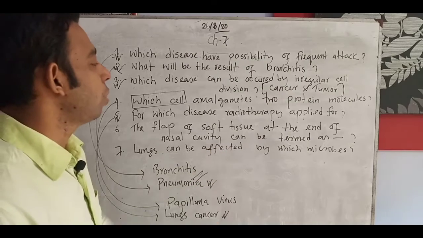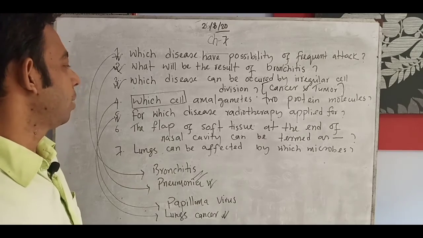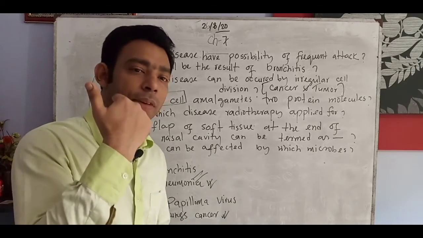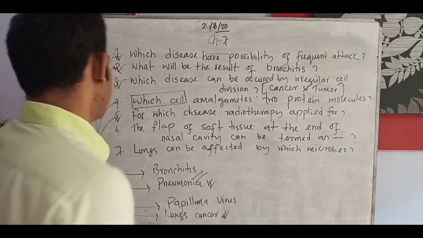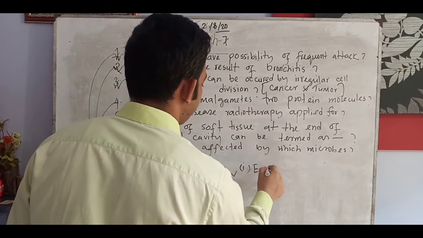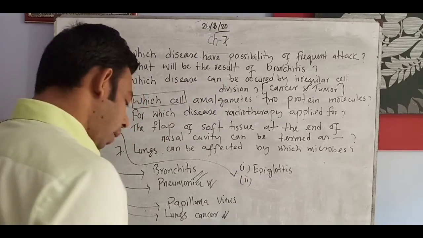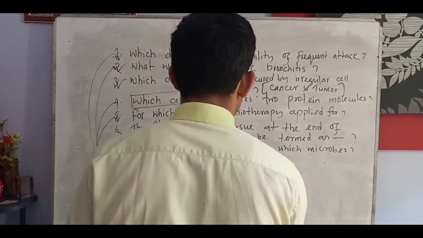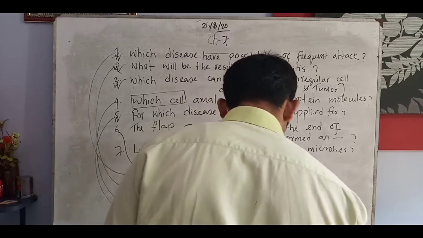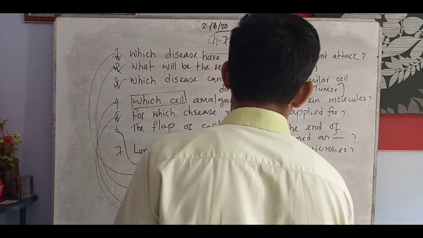Number 6 is a very important question, though it is not asked in the question types. The flap of soft tissue at the end of the nasal cavity can be termed as, we can say for number 6, epiglottis. We can say not only epiglottis, we can also say glottis, which looks like a tongue.